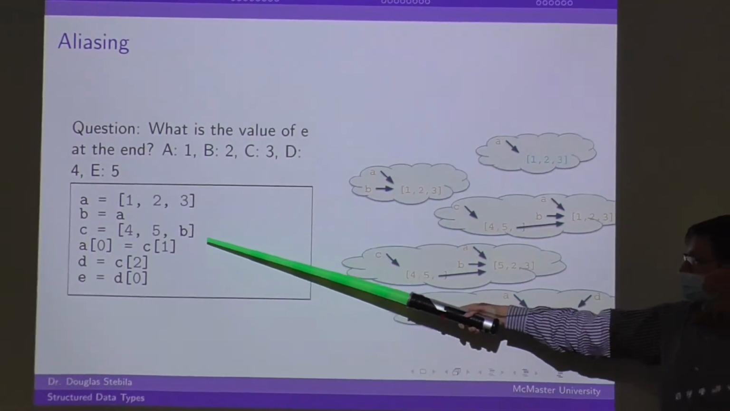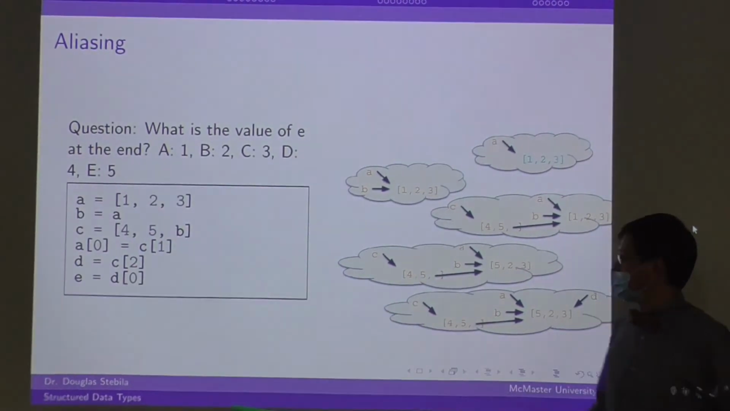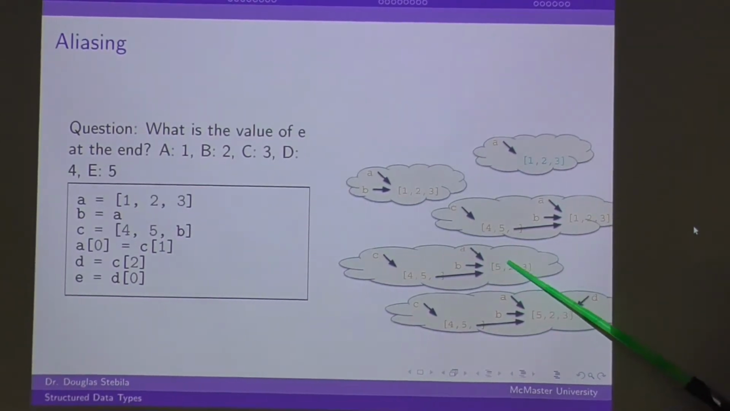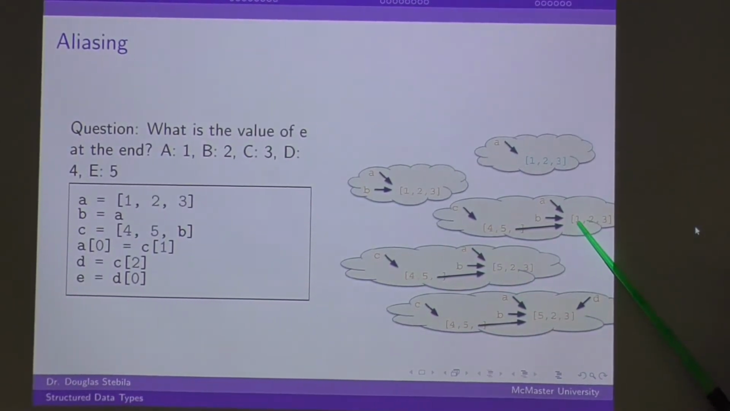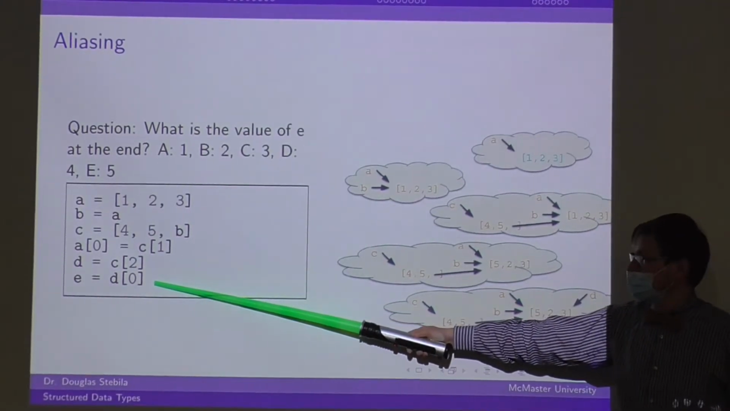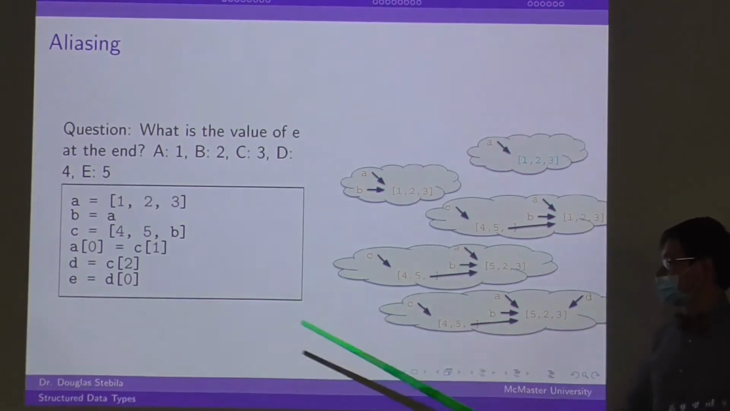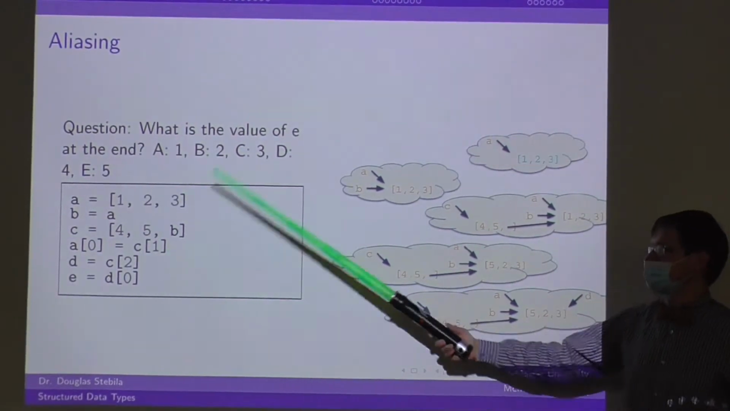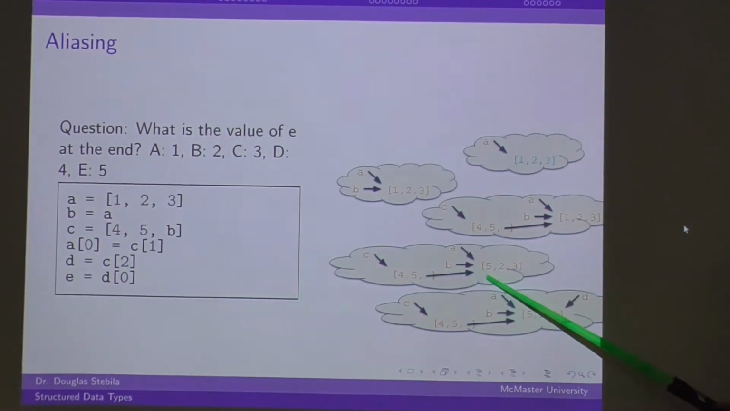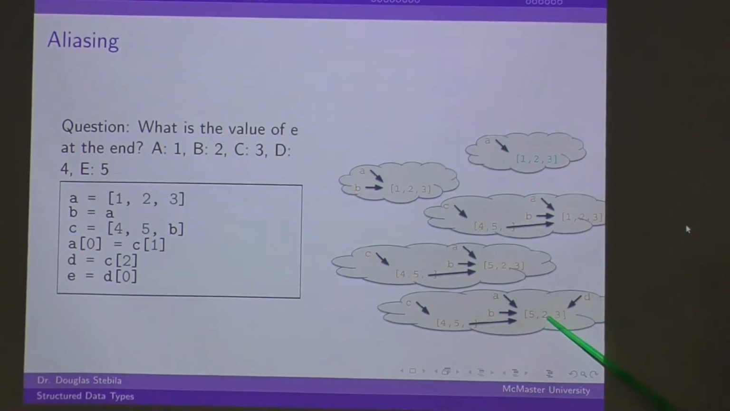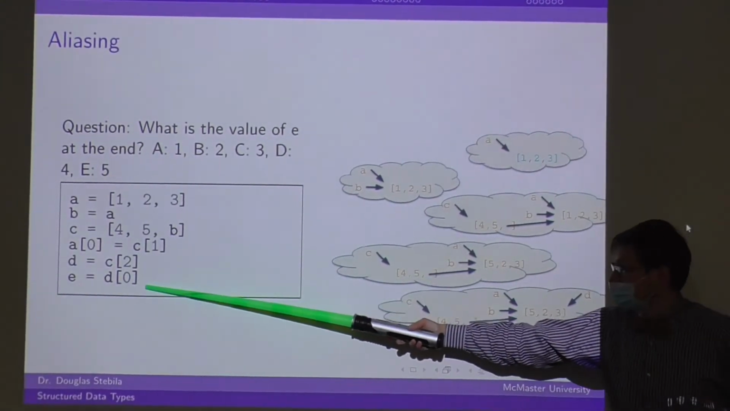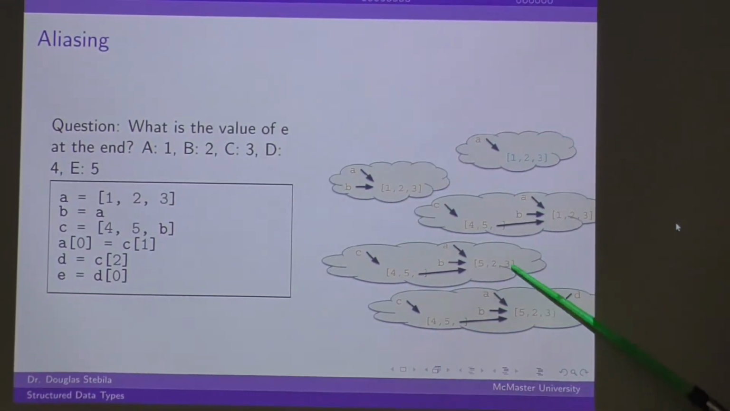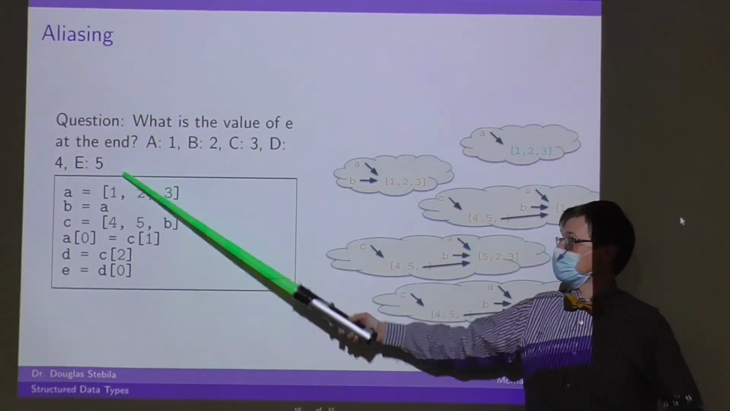If we assign A at 0 to C at 1, C at 1 is 5, so A at 0 is set to 5, it was formerly 1. And E, if we set E to D at 0, I missed one. D is C at 2. C at 2 is a pointer to this data structure, so D also becomes a pointer to this data structure. E is D at 0. D at 0 is 5, therefore the result of this calculation is 5.